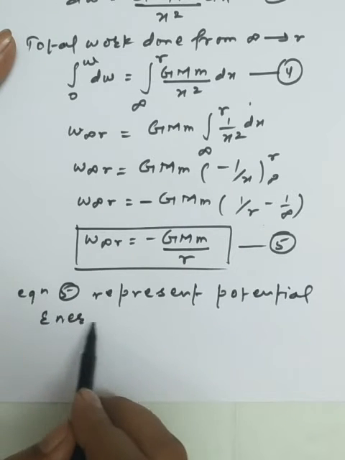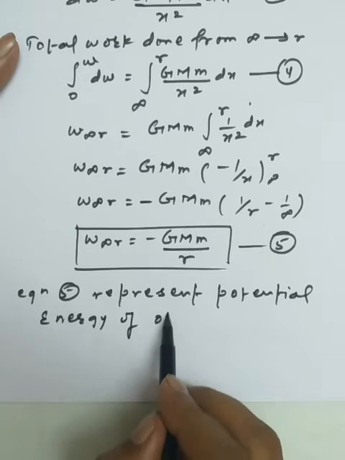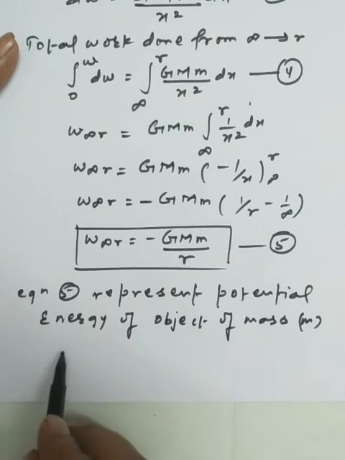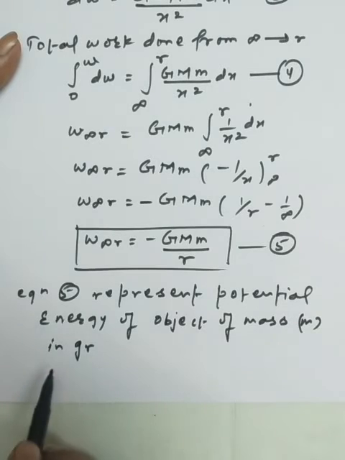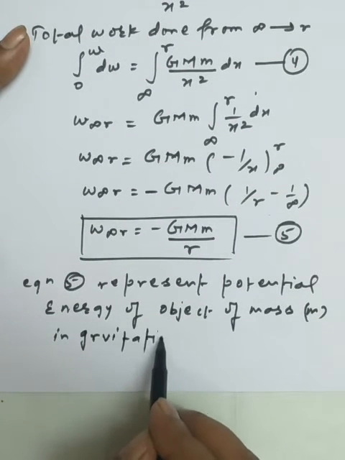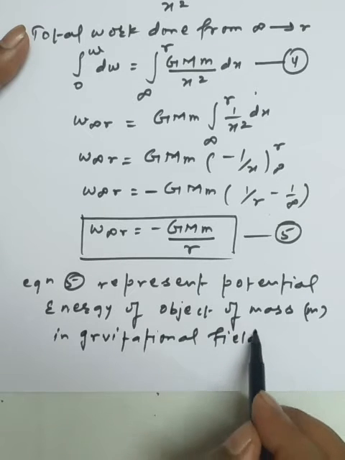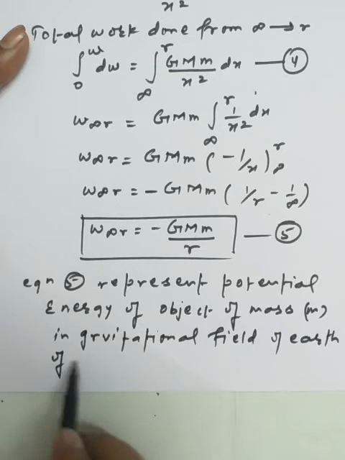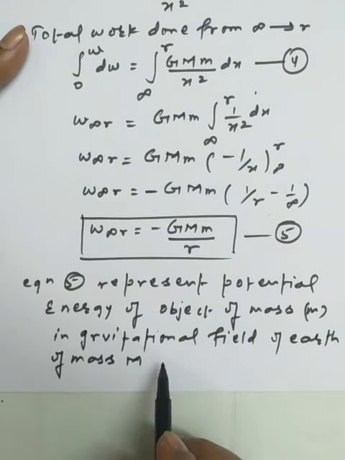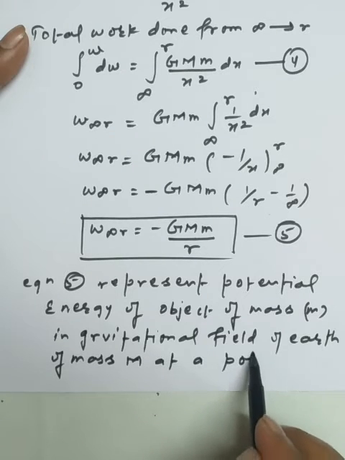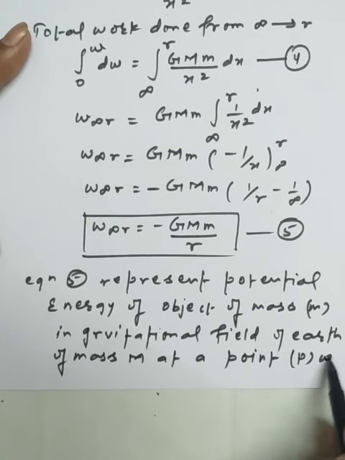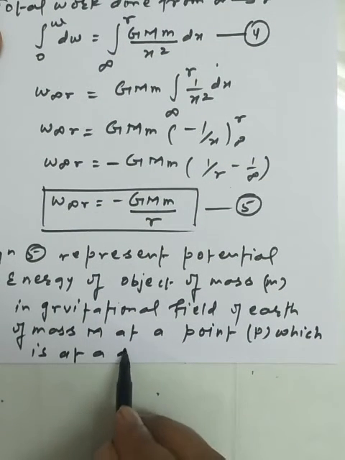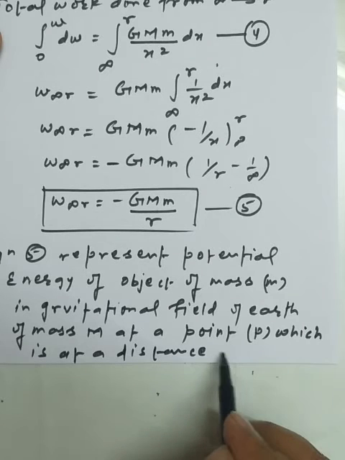the potential energy of an object of mass m in the gravitational field of the earth of mass capital M at a point P which is at a distance r.